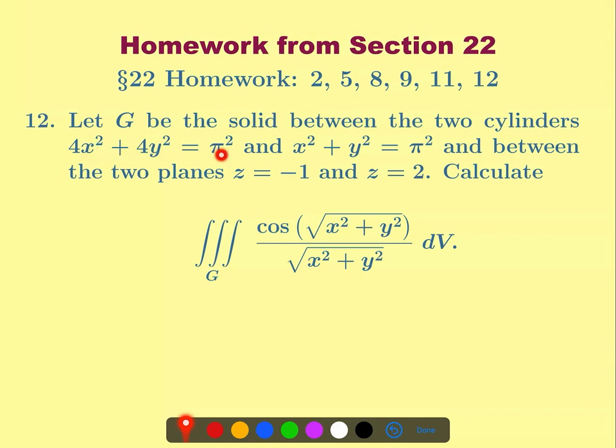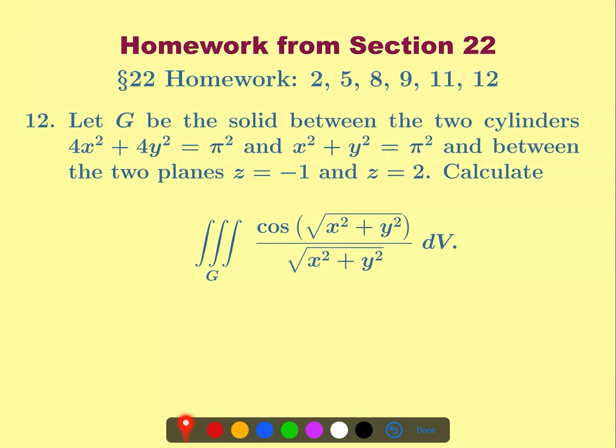So this is a cylinder of radius pi halves. I divide by 4 on both sides. This will be x squared plus y squared is pi squared over 4. So that's a circle of radius pi over 2 in the xy plane. And here we have a circle of radius pi in the xy plane. But these are cylinders because we're in space. This cylinder and this cylinder are both centered around the z-axis. And the center is the z-axis, but the radius is pi halves here and pi here.